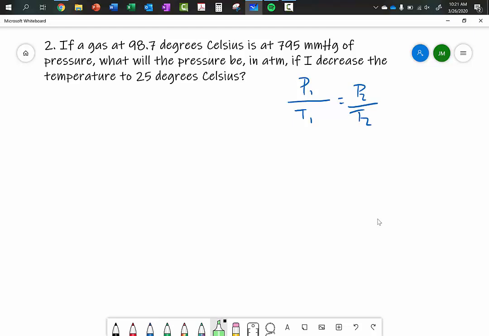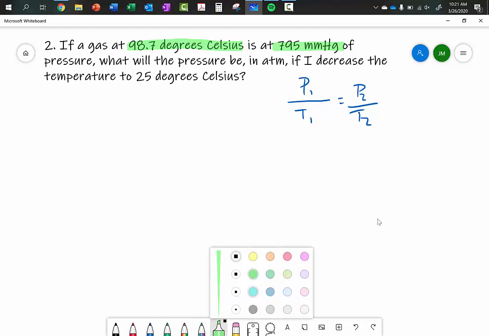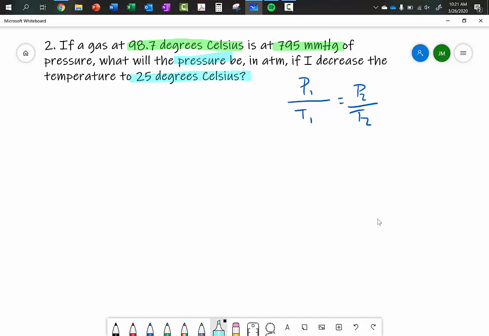So let's see what we have here. We have a gas at 98.7 degrees Celsius. We have a pressure of 795 millimeters of mercury. I want to know the pressure, and I have a new temperature of 25 degrees Celsius. So let's just go ahead and write these values down. I have a P1 value of 795 millimeters of mercury. I don't have a V1 value.